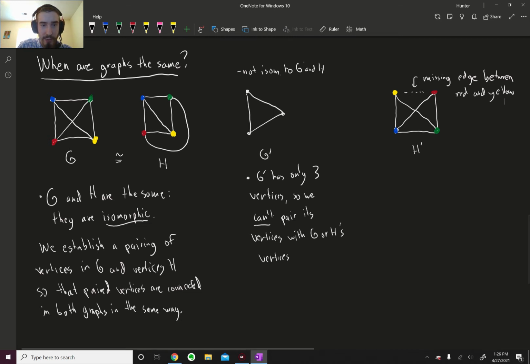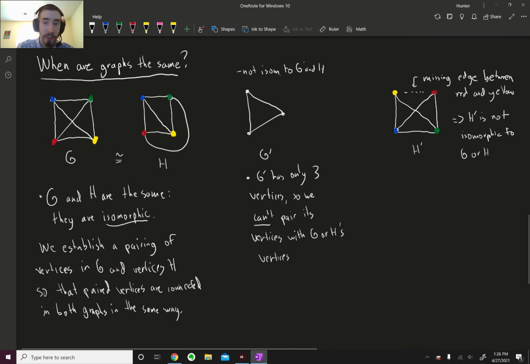Right? In G and H, all 4 vertices are connected to all 3 of the other vertices. In H prime, that's not the case. The red vertex and the yellow vertex are not adjacent to each other. And so this shows us that H prime is also not isomorphic to G or H. It's not the same, right? There's a relationship between red and yellow in G, which is not present in H prime.